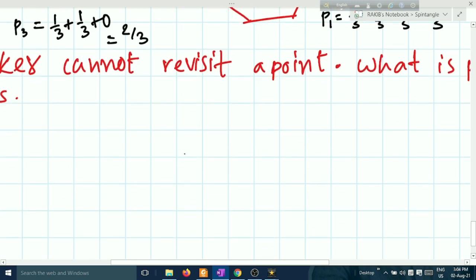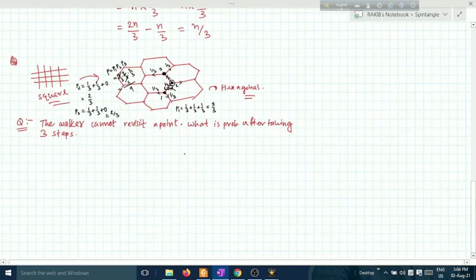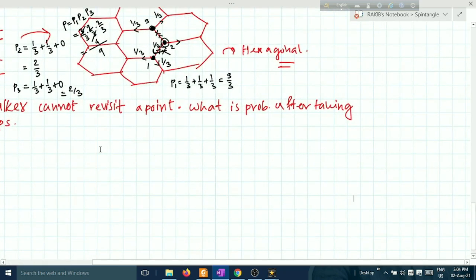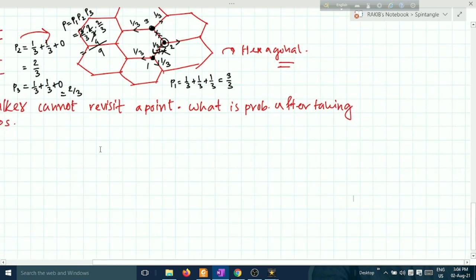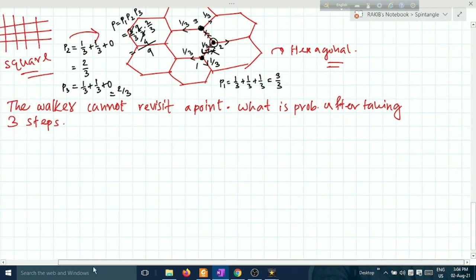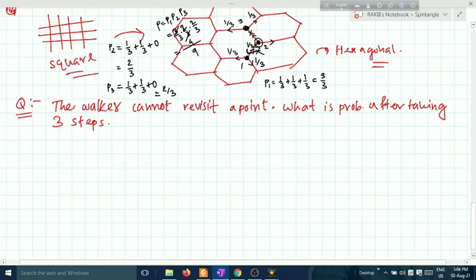Same problem in the case of a hexagonal lattice. What is the answer? Wait. The answer in this case will be 4 by 9.